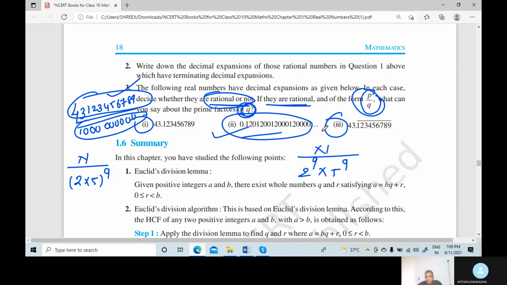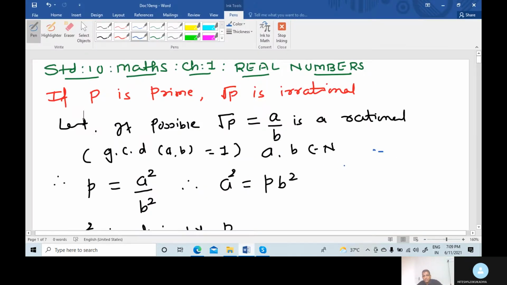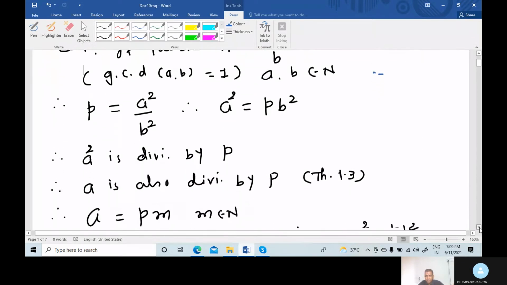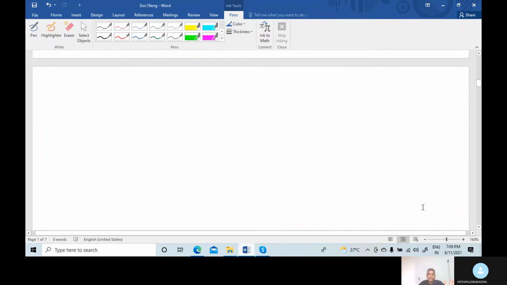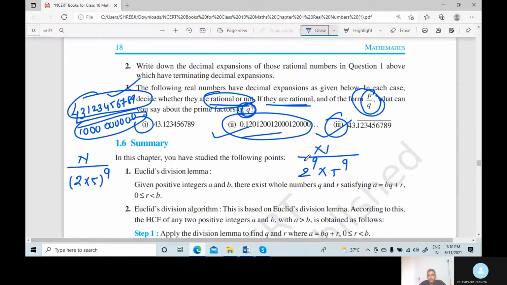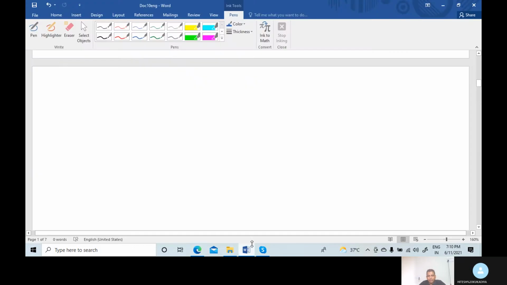Is that clear? Now the third question you have studied already in 9th standard. This calculation is the same as in 9th standard, right? This question we will discuss in the next lecture, but here we write the question because we calculate it now. Which question? 43.123456789 with the digits 123456789 repeating, right?